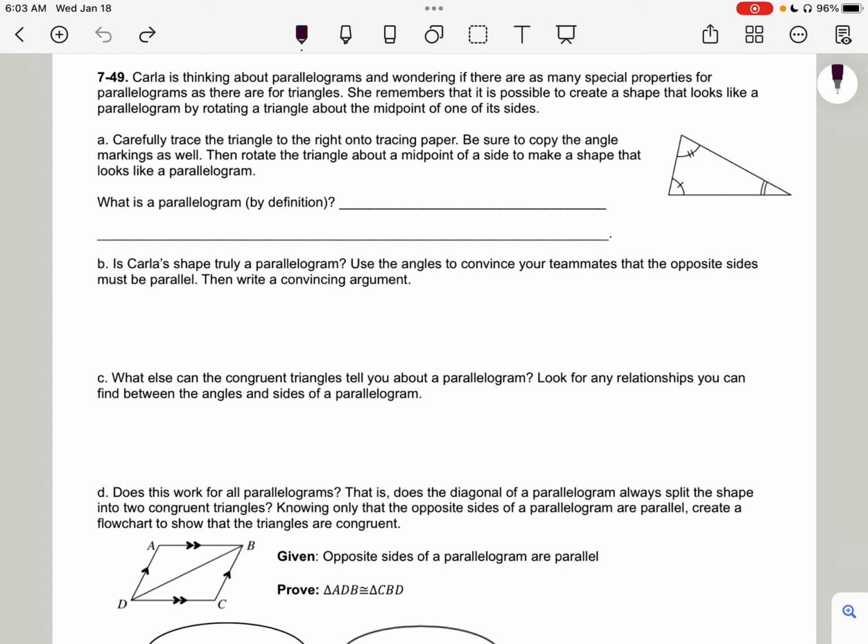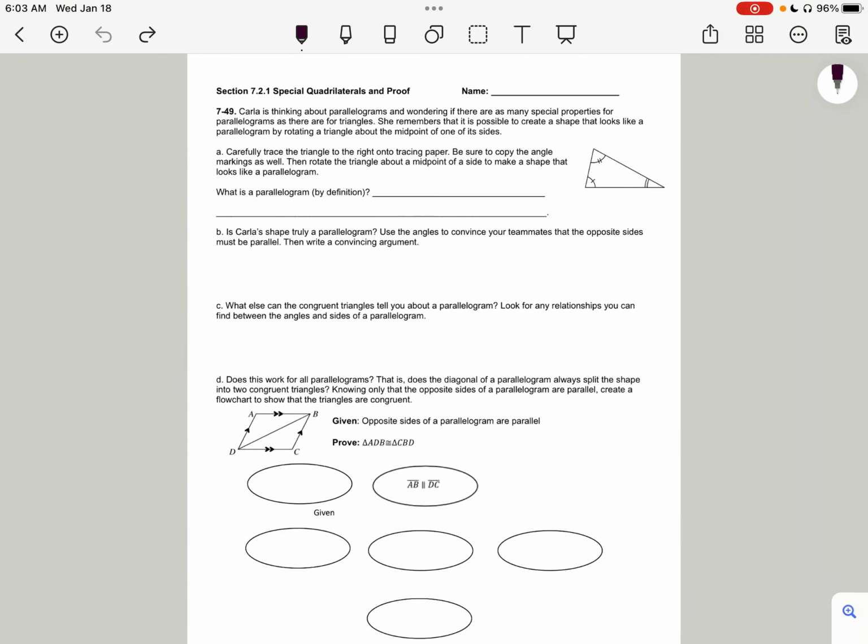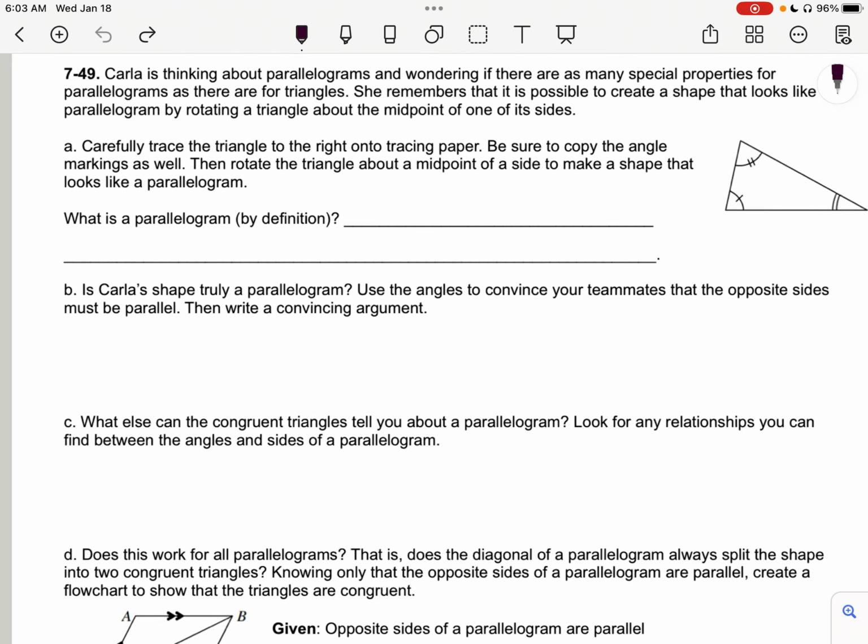She remembers that it is possible to create shapes that look like a parallelogram by rotating a triangle about the midpoint of one of its sides. So looking at part A, it says carefully trace the triangle to the right on tracing paper. You're not going to do that today just because it's a lot with me out. So I'm just going to show you what this will look like.